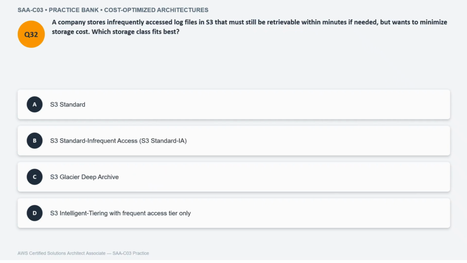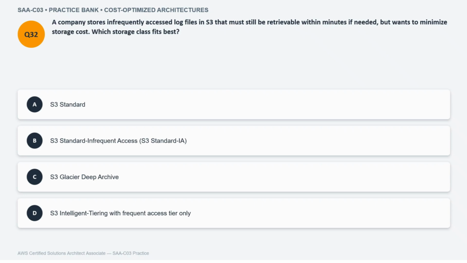Question number 32. A company stores infrequently accessed log files in S3 that must still be retrievable within a minute if needed, but wants to minimize storage cost. Which storage class best fits? S3 Standard, S3 Infrequent Access, S3 Glacier Deep Archive, S3 Intelligent-Tiering with the frequent access tier only.